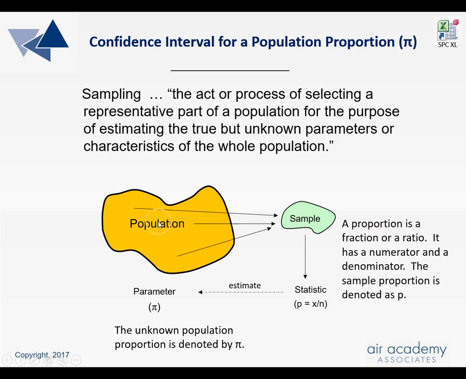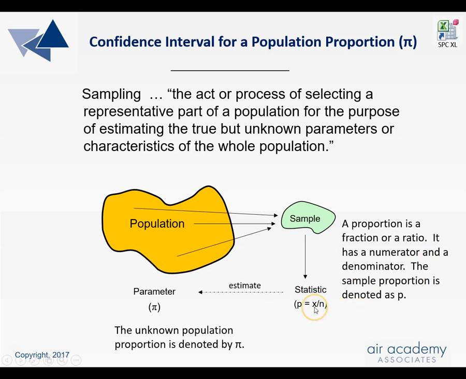If the data coming from the population is binary, that is, it's a yes or a no, a good or a bad, defective or not defective, we generate as a sample statistic a proportion, and a proportion is a fraction or a ratio. It has a numerator and a denominator. The sample proportion is denoted as p, and it's calculated as x divided by n, where x is the number of elements in the sample that are associated with the category of interest and n is the sample size.